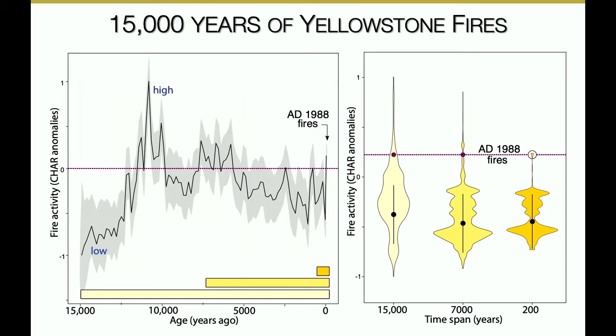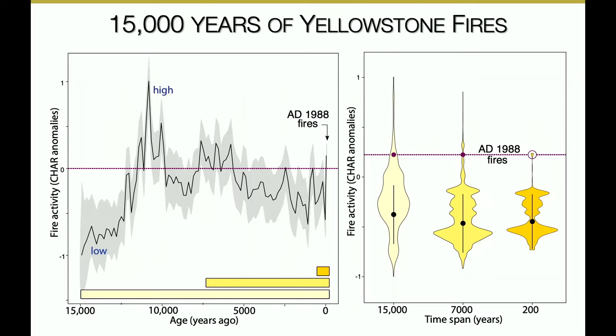And you can take that 1988 event and compare it to the kind of fire activity or charcoal abundance over different time spans to see how unprecedented that event was. If you look at the last 200 years, which is roughly the time that Yellowstone National Park has been around, the 1988 fires were indeed very unusual.